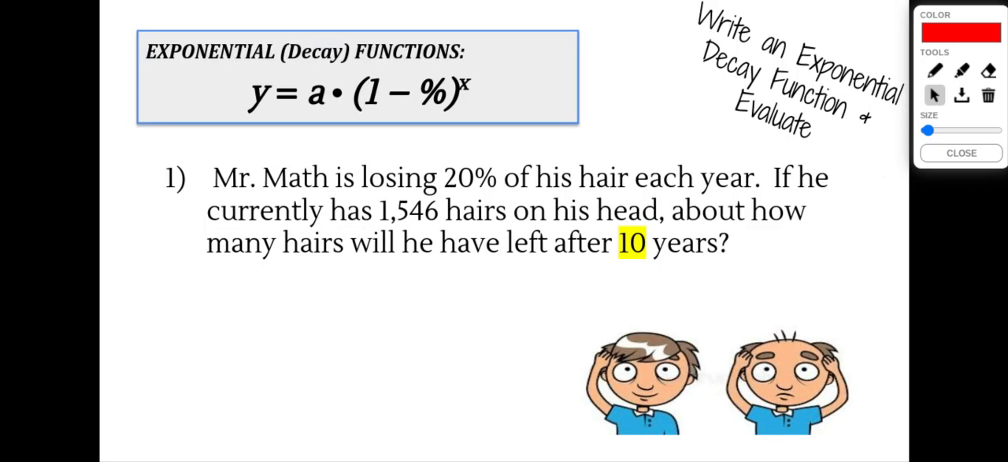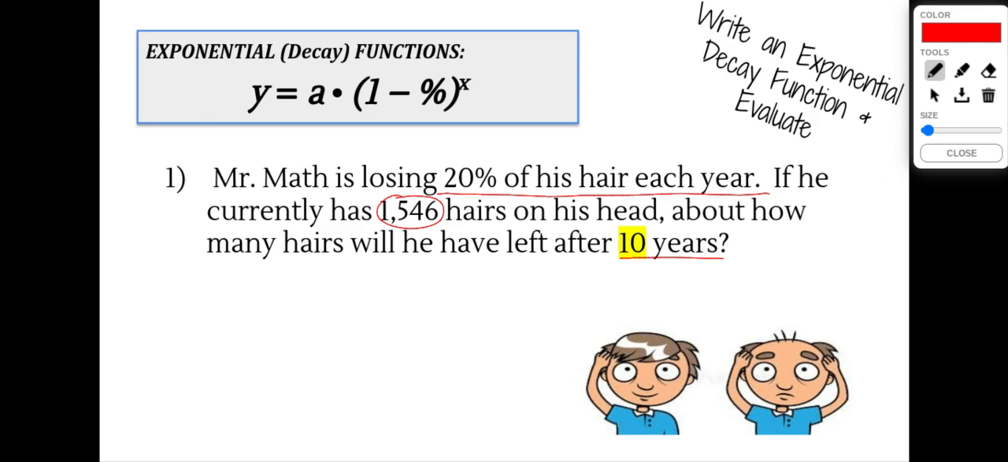All right, here's our first example where we're going to see a percent of decay, or a percent that's being lost. Here we have Mr. Math. He's losing 20% of his hair each year. So there's our loss of 20%. I'm just going to underline that. Losing 20% of his hair every year. If he currently has 1,546 hairs on his head, about how many hairs will he have left after 10 years? Because we're losing hair, this is going to be a decay.